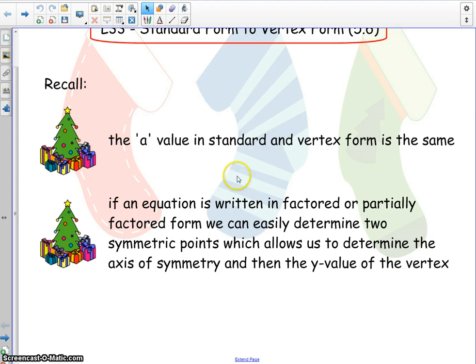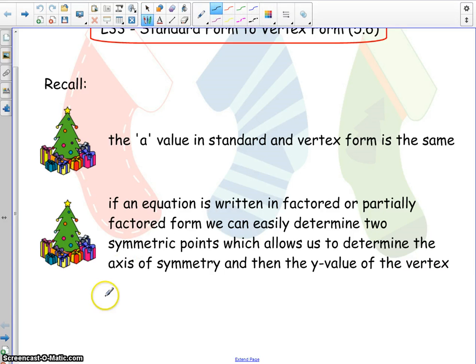One thing we saw is that the a value from standard form and vertex form is always going to be the same. That's not necessarily the case for factored form and partially factored form. We also saw that the advantage of factored and partially factored form is that we can determine two symmetric points, either the zeros or two other points at the same y-value, that allow us to determine the axis of symmetry, which we could then use to find the y value of the vertex.